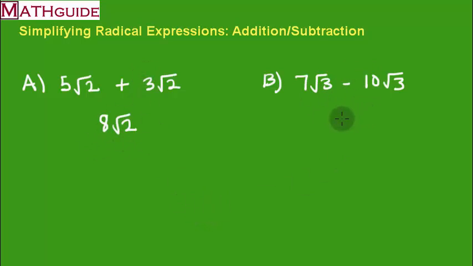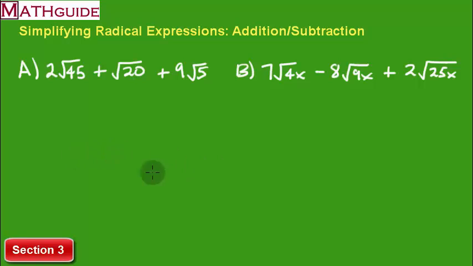All right, let's take a look over here. I have some square root of 3's here. I've got 7 of them here, and I'm subtracting 10 of them there. So if I take 7 minus 10, that's negative 3 radical 3. Okay, so it's just like combining like terms in regular algebra. All right, let's get to some more difficult problems.